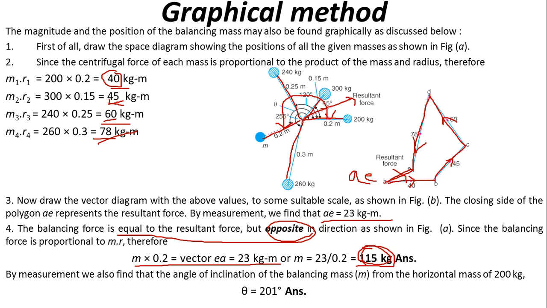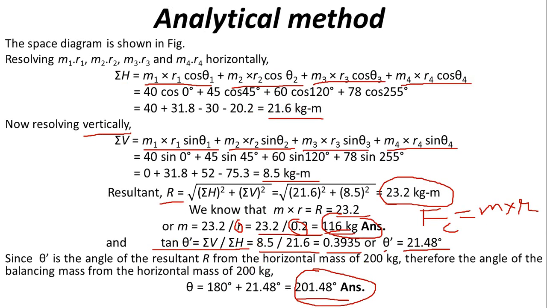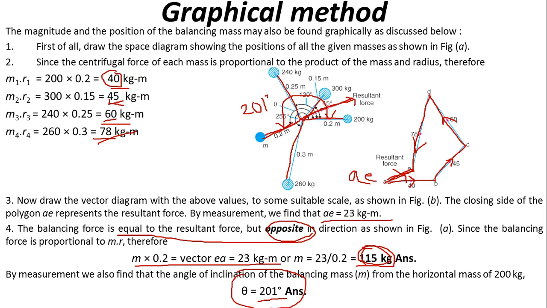So you measure the angle from this line to this line, and you will get 201 degrees. Whatever angle is there, just inscribe it here. Take this line over here and extend it to get the angle. If you measure the angle from there, you get 201 degrees. In analytical you had got 201.48, and by graphical you get 201 degrees. So cross check the answer with analytical and graphical.